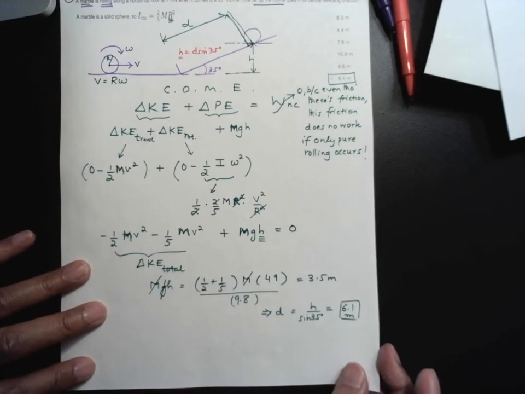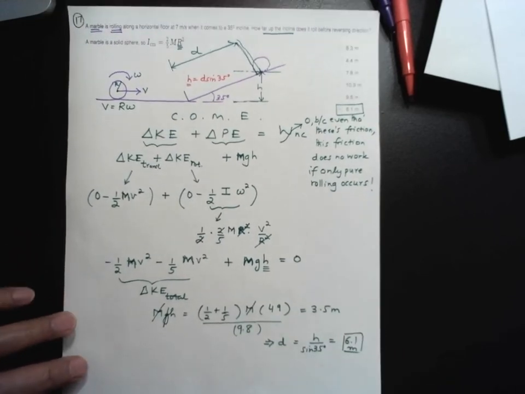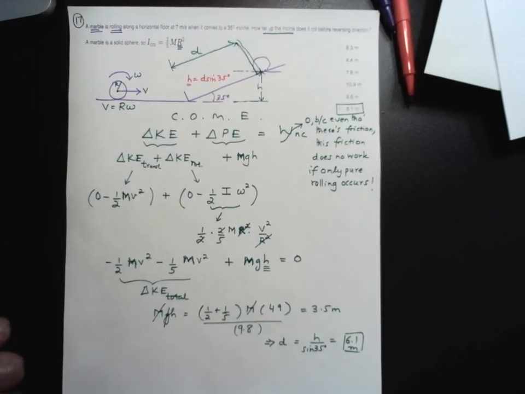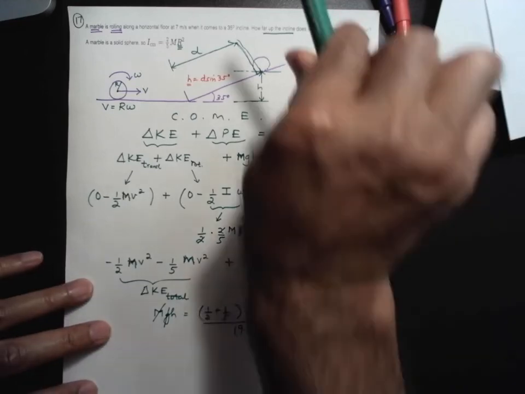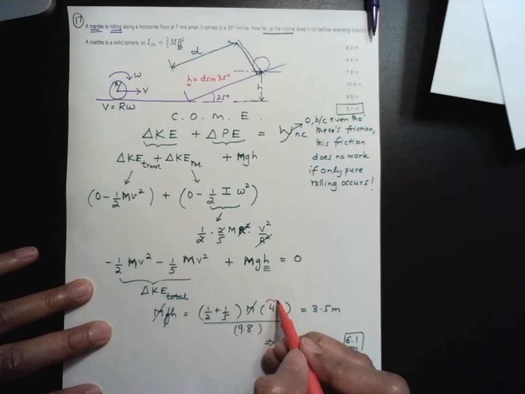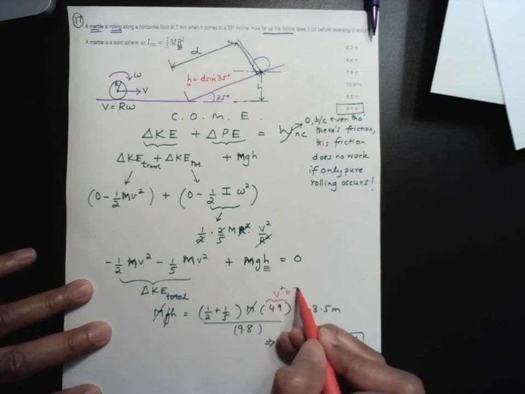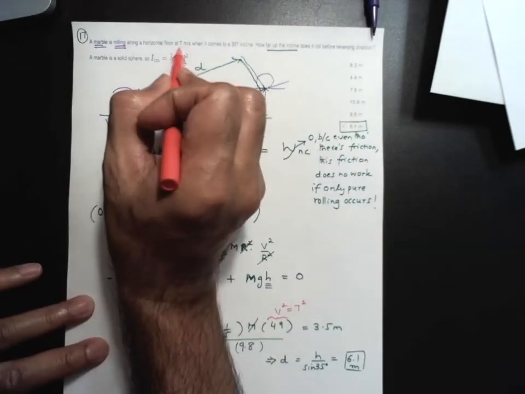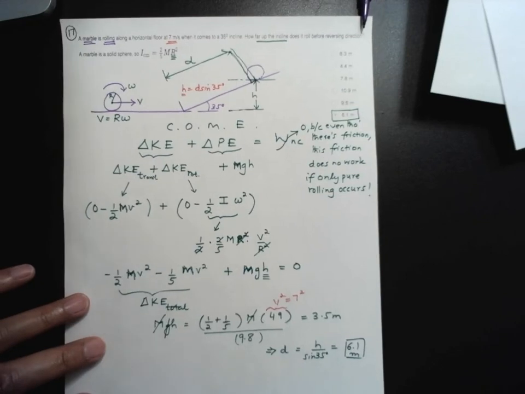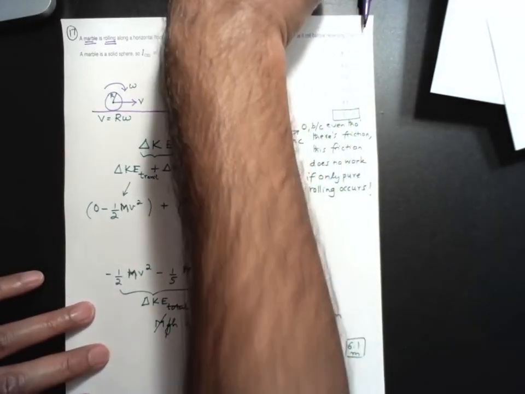Any questions on that, guys? Is that good? Is that 49 a given? Where'd you get that 49? Yeah, sorry. So 49 is the v squared, which is 7 squared. 7 meters per second. Yeah. Okay. Thank you. Yeah, you're welcome.